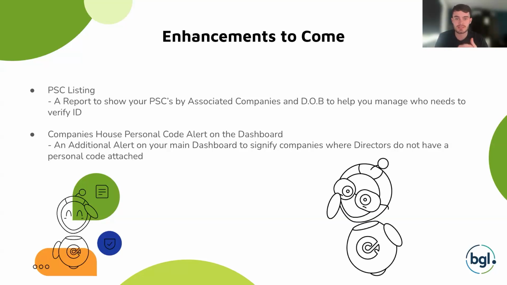The next major one we're looking to add over the coming weeks is a Companies House personal code alert on the main dashboard. So much like where we've seen the ID expiry alert or the compliance review date alert on the main dashboard, we're going to be adding an additional alert in there to signify companies where the director does not have a personal code attached.